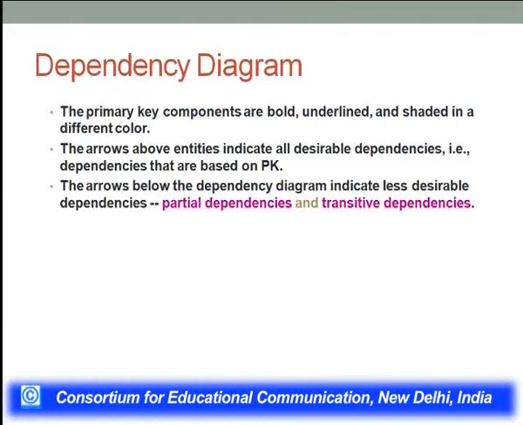But before this is done, a graphical notation is used to show the dependencies between attributes of a table. These are shown using a dependency diagram.